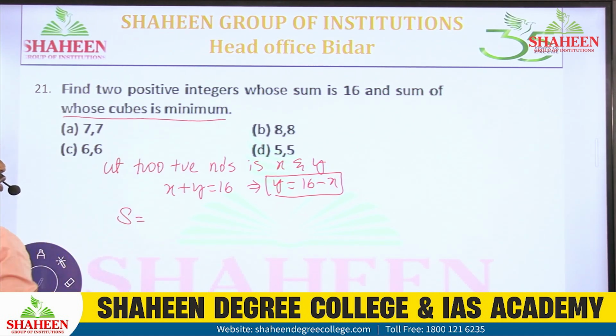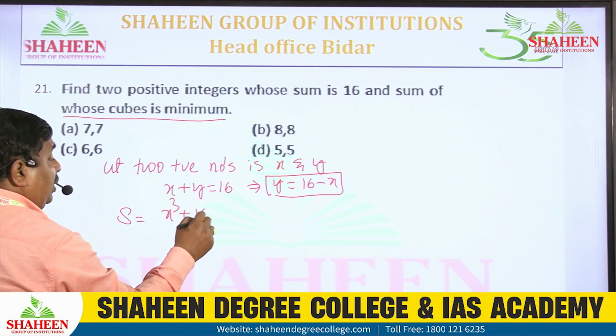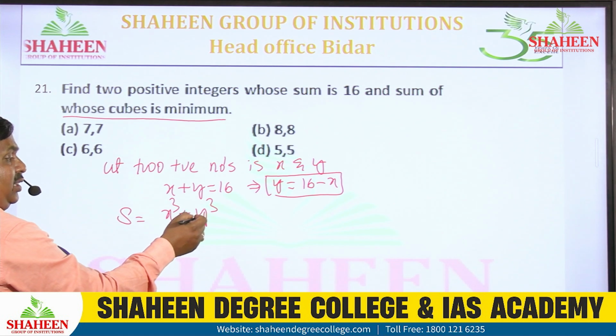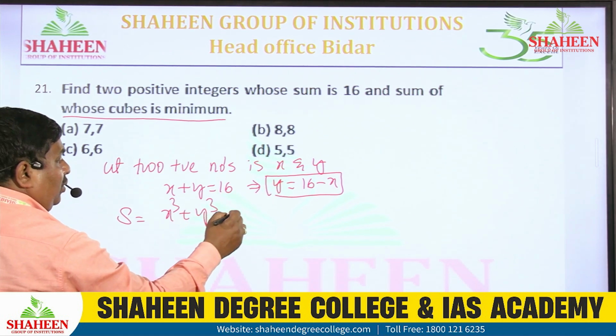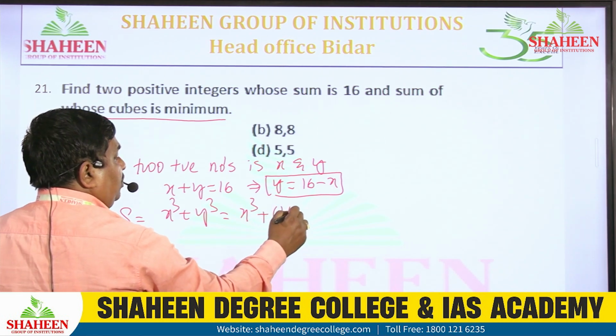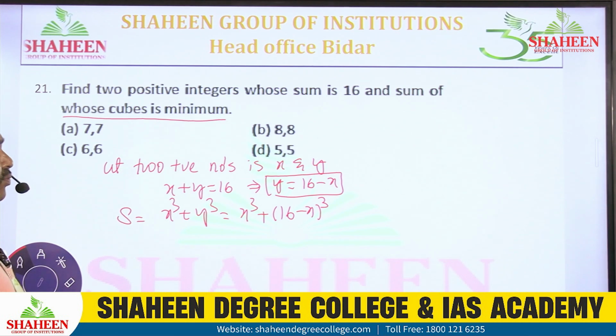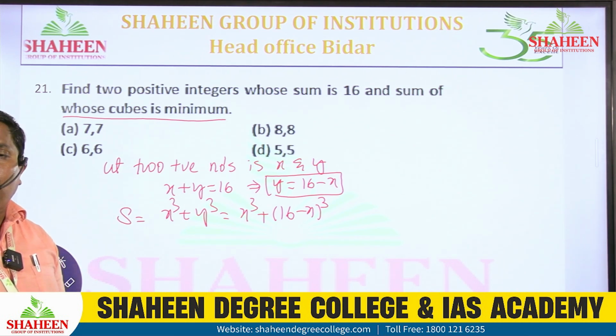Sum is denoted by S. The sum of whose cubes is x cube plus y cube. In this function, we are substituting the y value. This becomes x cube plus, what is the y value? 16 minus x, whole cube. The minimum and maximum values are calculated using the derivative.